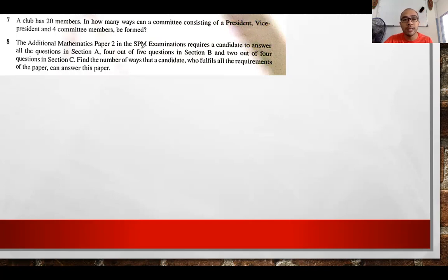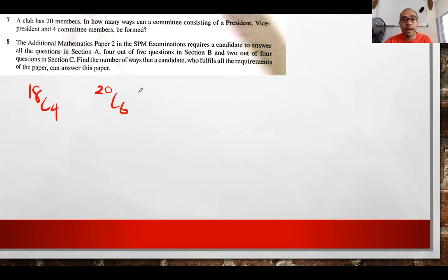20 members, you want to choose a president, a vice president, and 4 other committee members. How would you do it? Pausing. So the first thing I noticed that a lot of you did was to use 20C6. Because you want to choose 6 people: one is the president, one is the vice president, and 4 committee members. So there are 6 people you choose from 20. A lot of you automatically jumped into 20C6.